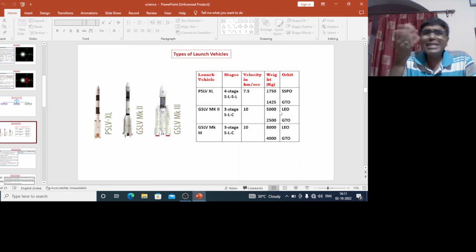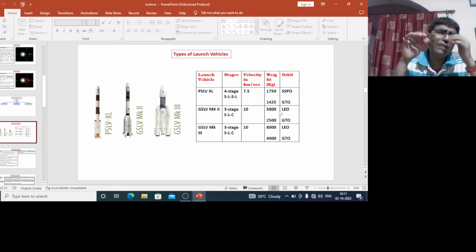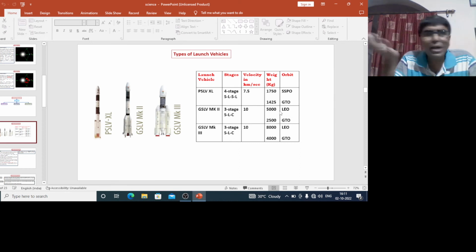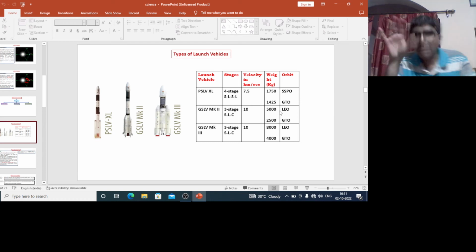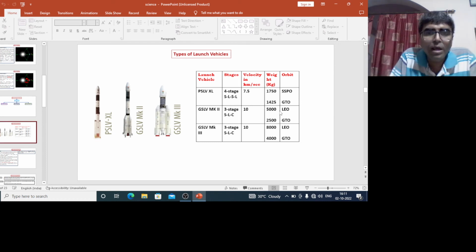Now in this PSLV, the GSLV Mk2 and Mk3, three stages are there. The solid stages use solid propellant. Solid propellant is generally hydroxyl-terminated polybutadiene, HTPB, which is used as a solid fuel. And in the liquid fuel, we generally take hydrazine, or we can say kerosene.